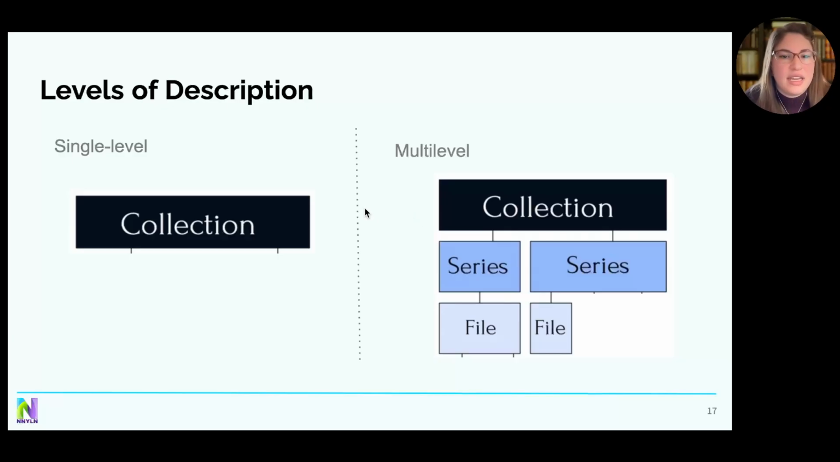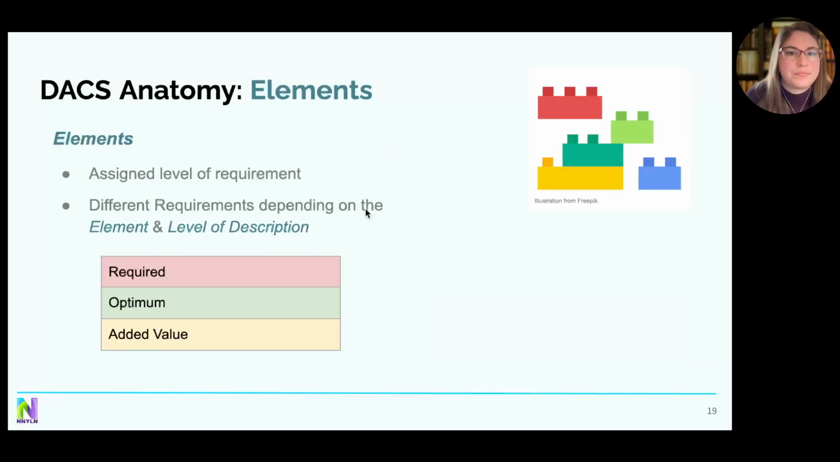So the way that DACS defines this is they have something called single level. That's when we're just talking about one group or one chunk of material, whether that's a whole collection or an individual item. And then they have another thing that they call multi-level description, which means you're describing multiple levels of detail or multiple chunks of information at a time. And for the purposes of this course, we're going to keep it simple, and we're just going to talk about describing one chunk or one item of information at a time.